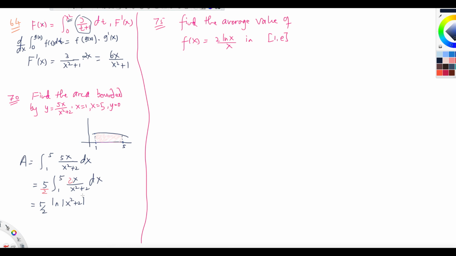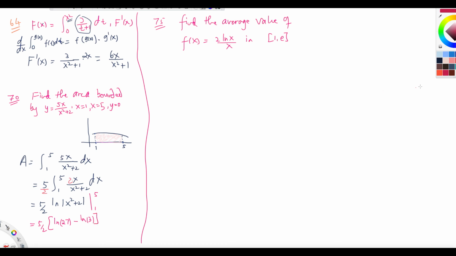We don't need plus c because it is a definite integral. If you write c, you will plug in 5 and get plus c, and then when you subtract and plug in 1, that will be minus c, so it cancels out. So the limit is 1 through 5. I want to plug in 5 first and then subtract what I get by plugging in 1. So 5/2 is there. Plug in 5. What do you get? Natural log of 5 squared, which is 25, plus 2, is natural log of 27. And then minus, plug in 1. You will get natural log of 3, right?